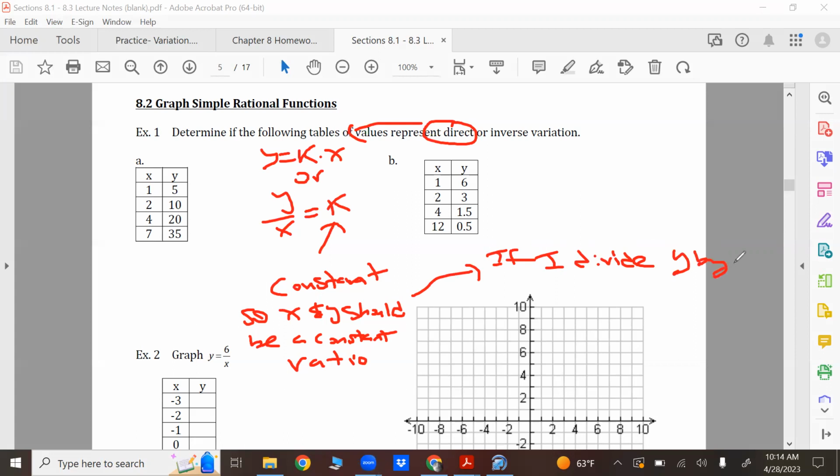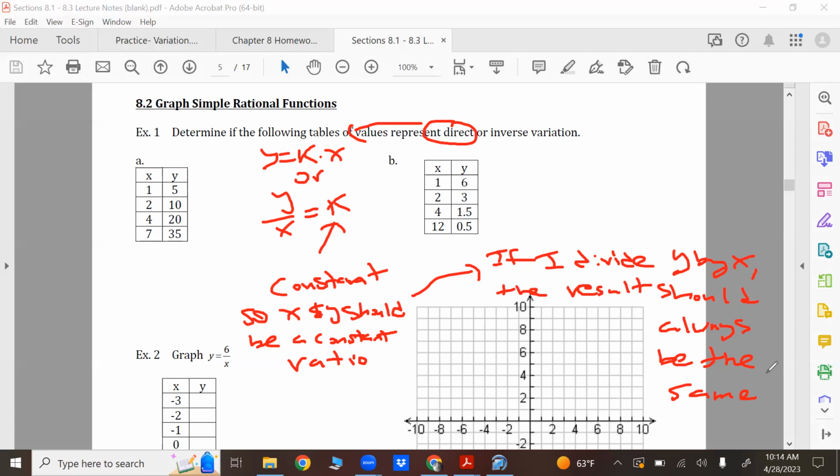Is that only for direct? 100%. Sorry for a lot of writing, but I want to make sure we're clear on this. So direct is y equals k times x, or y over x equals k, move x to the side. K is a constant. Since k is a constant, that means that y over x is a constant ratio. Ratios we divide. In more layman's terms, if you divide y by x or x by y, it doesn't matter if you do the other way around, but it should always be the same.